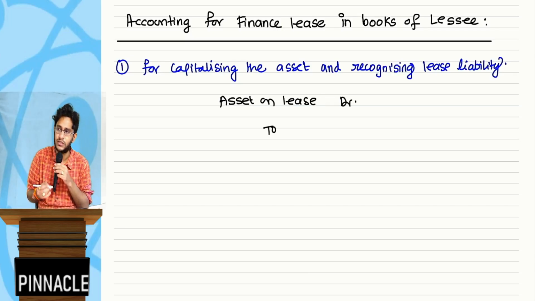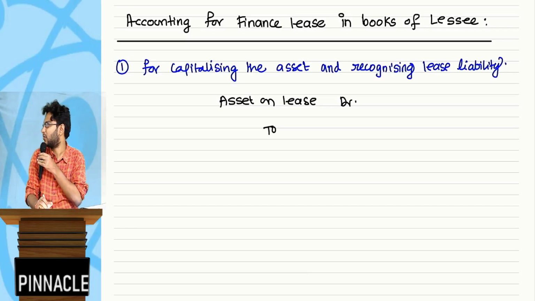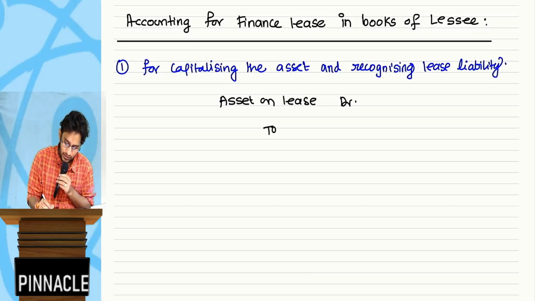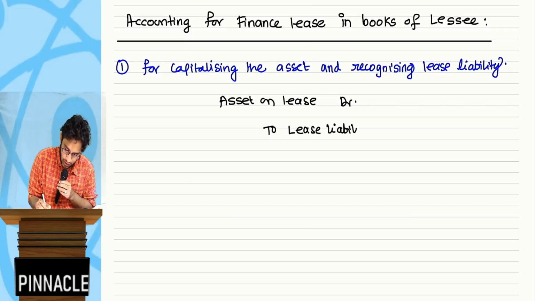To whom do we owe this money? Lessor. Normally we call it lessor only, but ideally what is correct is to use the term lease liability. The lessor only, sir, there is nothing else. Of course, in brackets I am writing, you can call it lessor also.